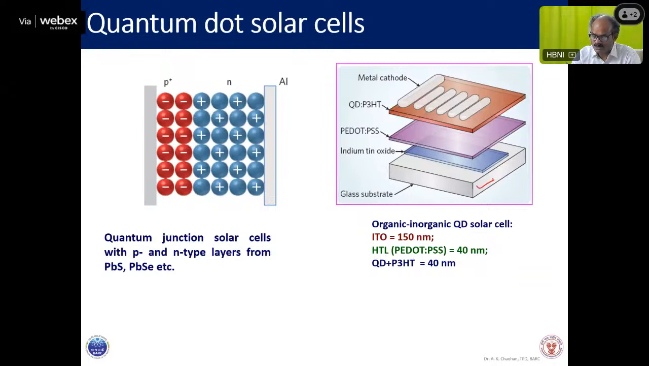You have glass, then ITO coated glass, then deposit PEDOT:PSS, then quantum dots of P3HT, you can say quantum dots inside P3HT. So you have a blend of P3HT and the quantum dots. You deposit them, as I said, like on the other side, it's a bulk heterojunction kind of structure. Then you have metal.